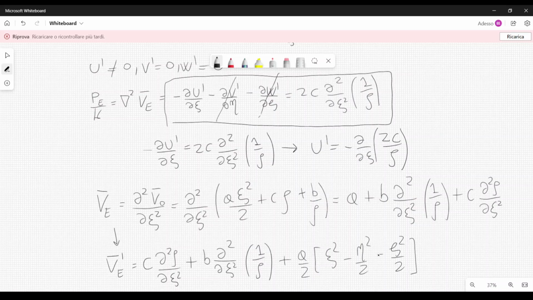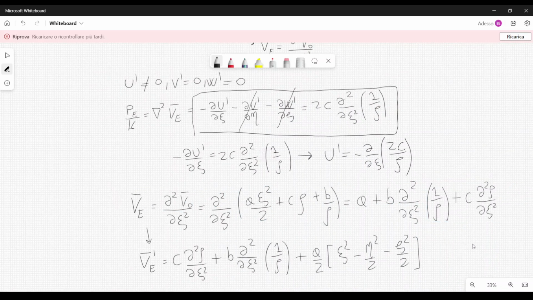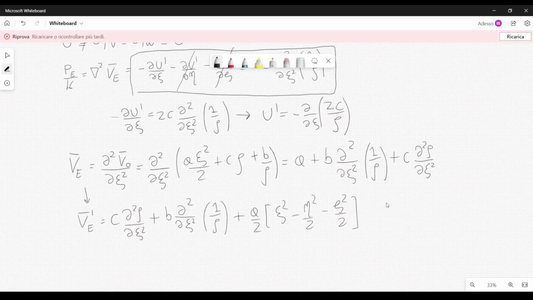Why can I do that? Well, because if we consider the Laplacian of this term here, it's still equal to 0, just like the Laplacian of this was. But this will allow us to find the solutions. So, of course, it is not so intuitive in this case, but it's just mathematics, and we can do this.